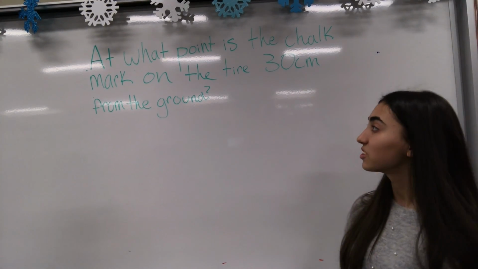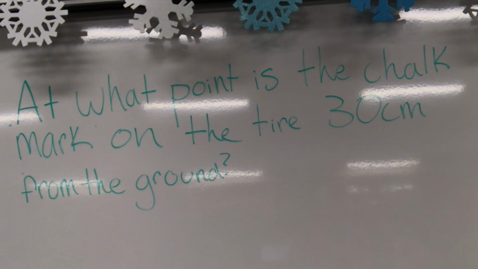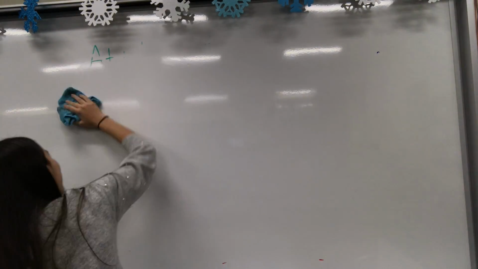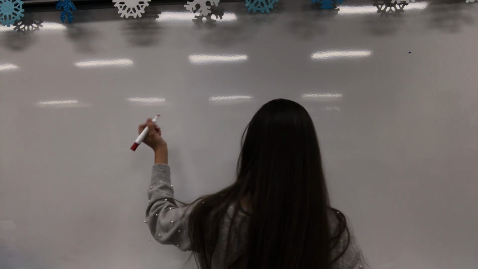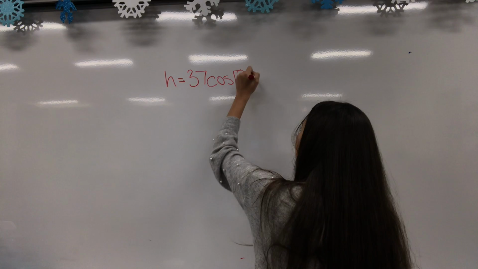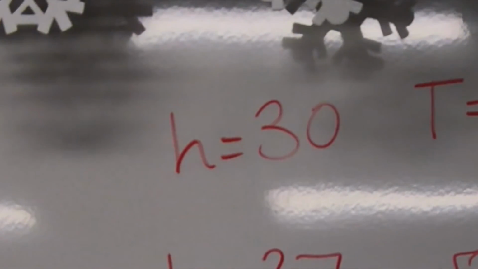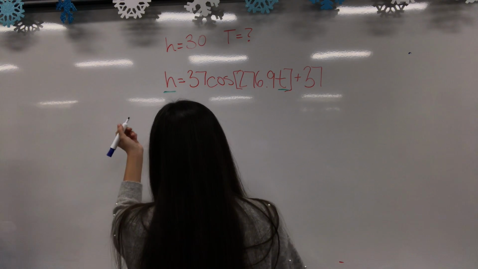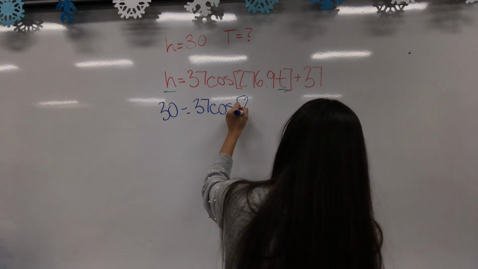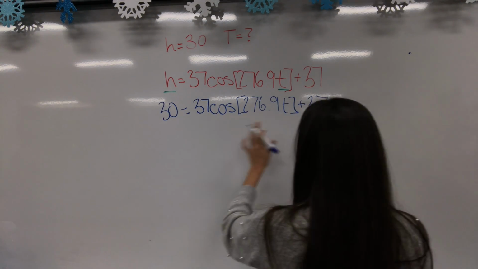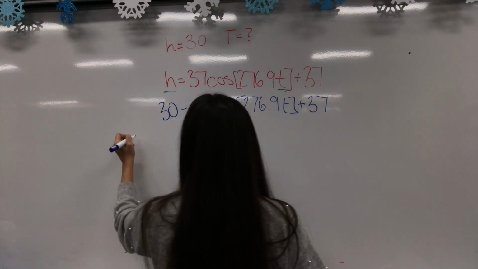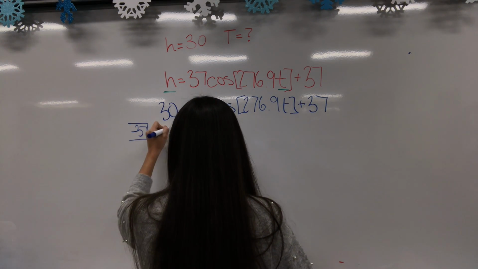Okay, so our next question is, at what point is the chalk mark on the tire 30 centimeters from the ground? So we know from the question that we're going to be using the equation of the truck, where we have the height, which is 30 centimeters, and we're solving for time. So now I'm just going to rearrange the equation with 30 centimeters. Now we're going to subtract 37 from this side, which gives us negative 7.